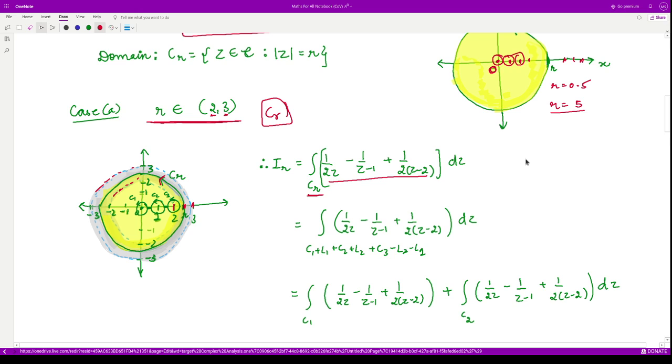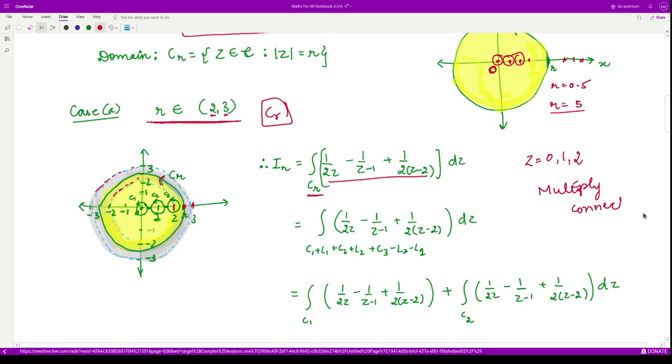So now in order to perform this integration over this region CR, what we have to check? We have to check, do the points z equal to 0, 1 and 2, they lie in this region? Yes, we can clearly see that all these points 0, 1 and 2 lie in the region. So this makes our region multiply connected.